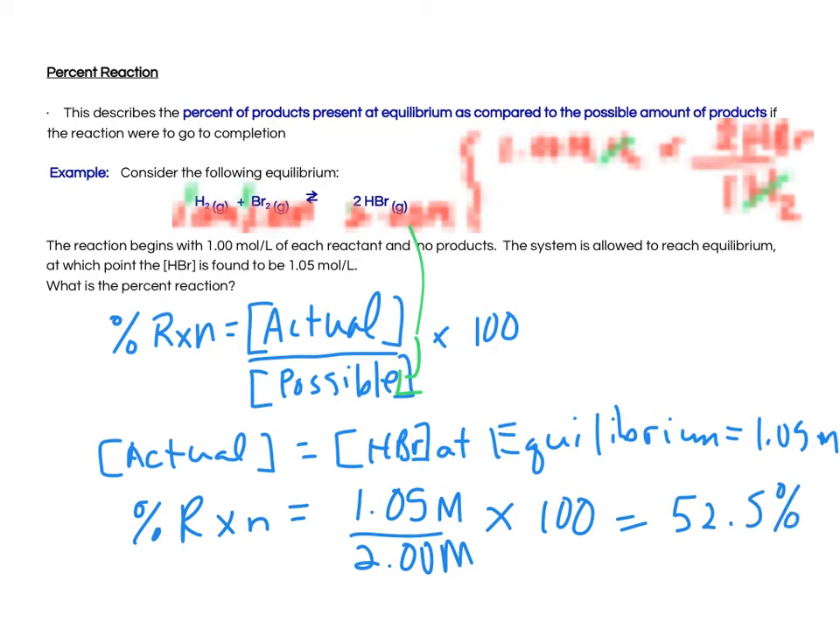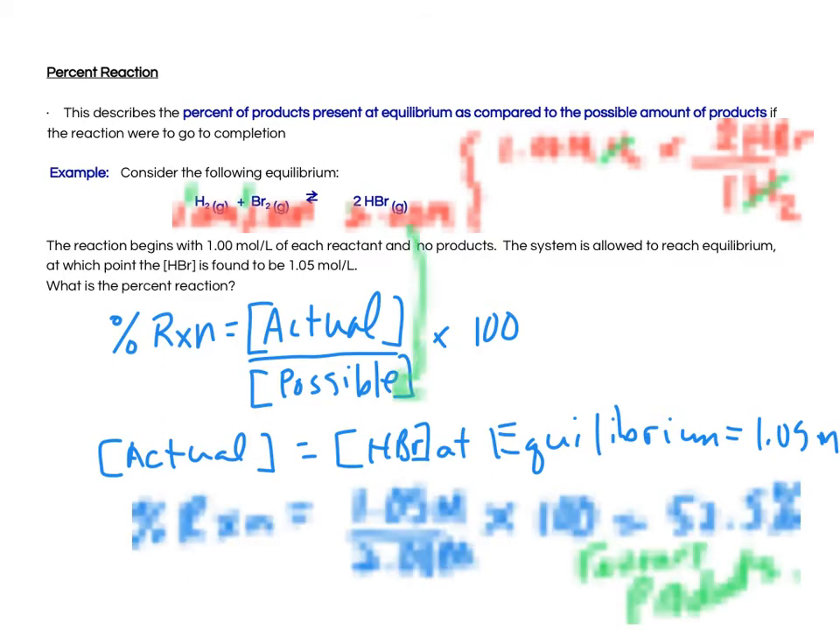And when I look at this answer, this tells me that this reaction actually slightly favors my products. Why? Because the percentage is greater than 50%. Hopefully that made sense to you. If you have any questions, be sure to reserve them for our next class together.